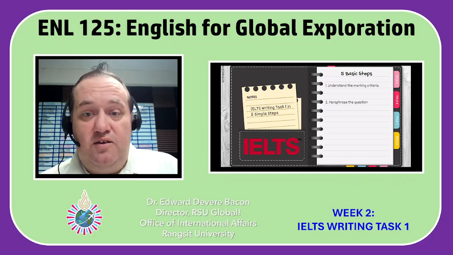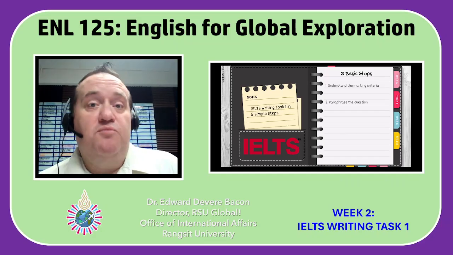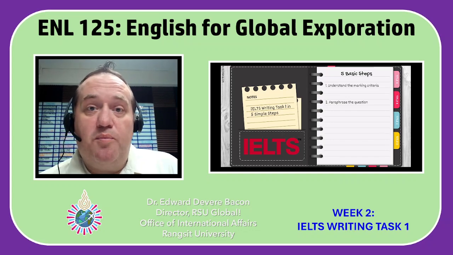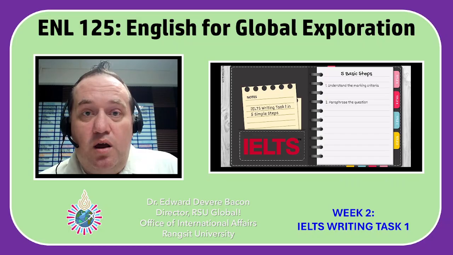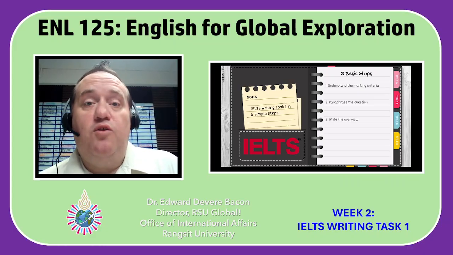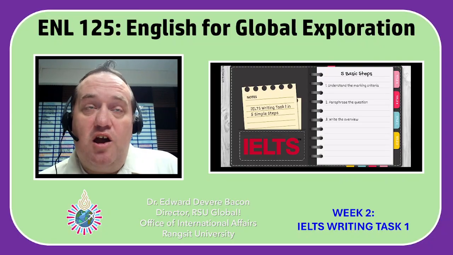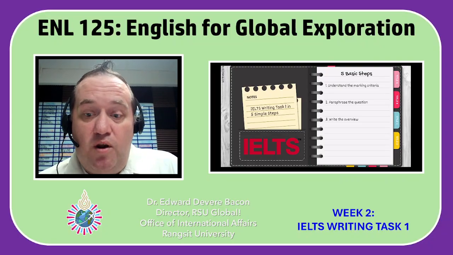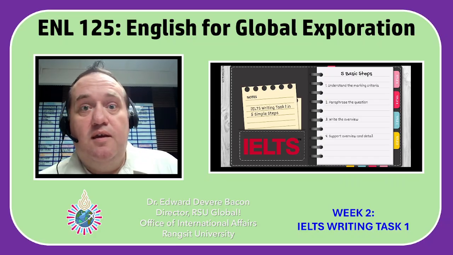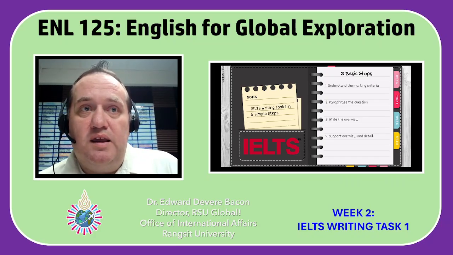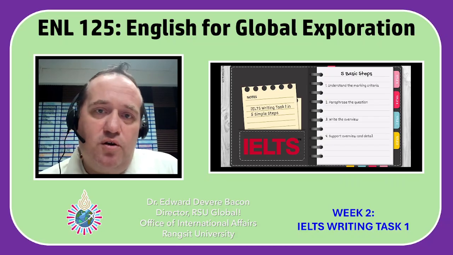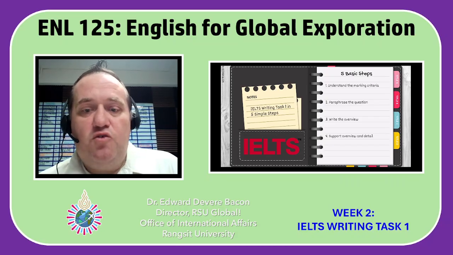Okay, next is paraphrase the question. So for example, you're going to get a title, and in the text of your description in your writing task 1 part, you want to paraphrase that title. Next, write the overview. So basically, in 150 words or more, you want to summarize the information that you see in either a table, bar chart, or flow chart, something like that. And then support the overall overview with detail.